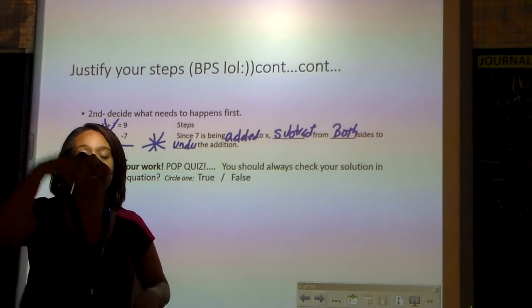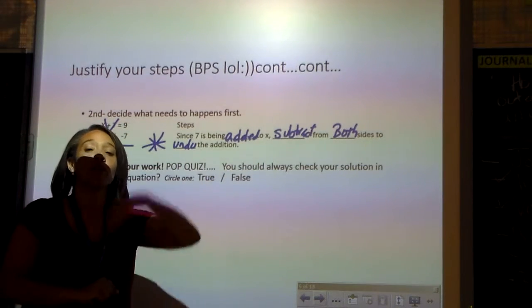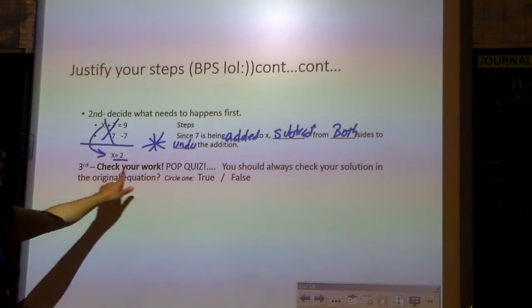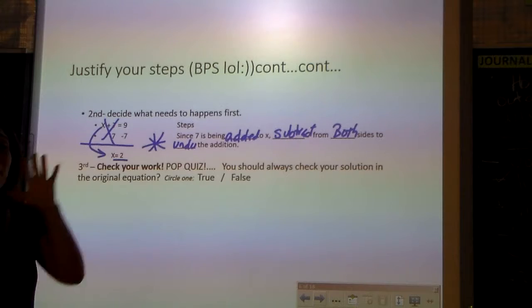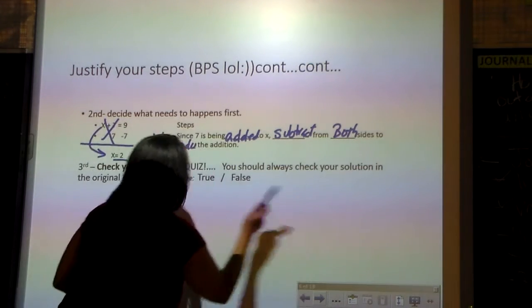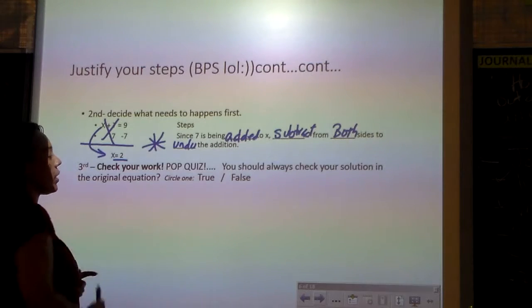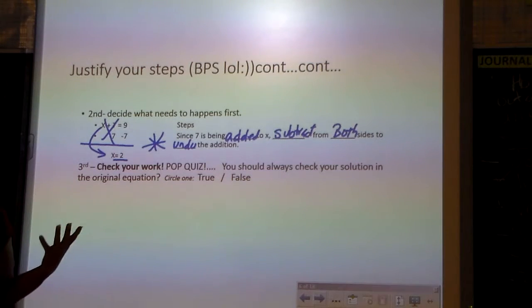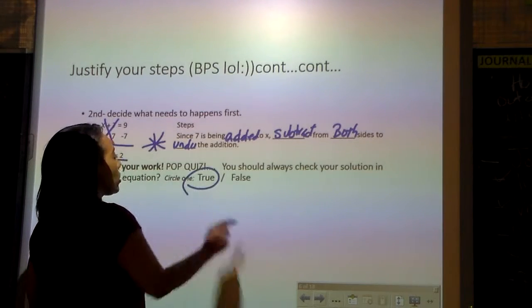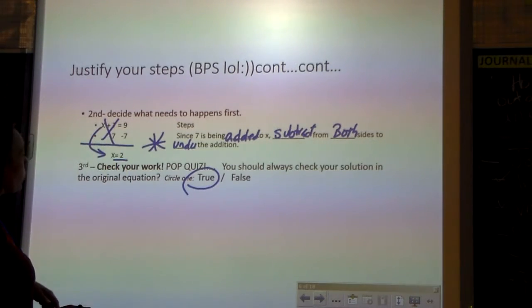You're always going to say, since this is happening, then you're going to do that to undo. So third, you want to check your work. Here's my pop quiz on the spot. You should always check your solution in the original equation. Is that true or is that false? The answer is true. Go ahead and circle true. How would I check my work?